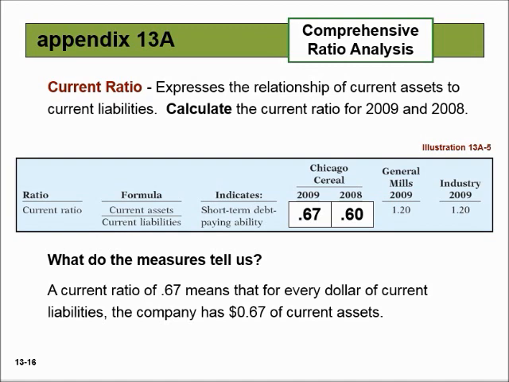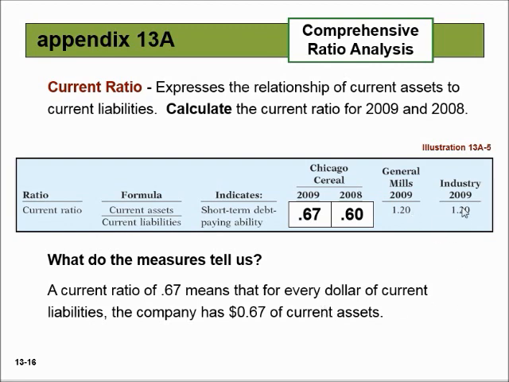We see that in 2008 they had a current ratio of 0.6, and in 2009 they're doing a little better, 0.67. But what does that mean? It means 0.67 says that for every dollar of current liabilities, we only have 67 cents of current assets. That means for every dollar we got to pay in the next year or so, we only have 67 cents in current assets. That's not a good thing. A current ratio less than 1 is not good.